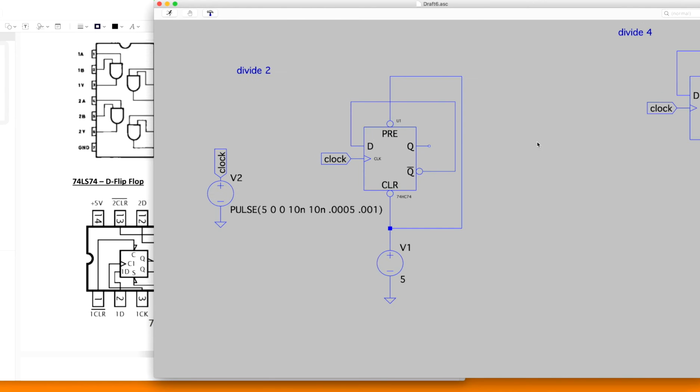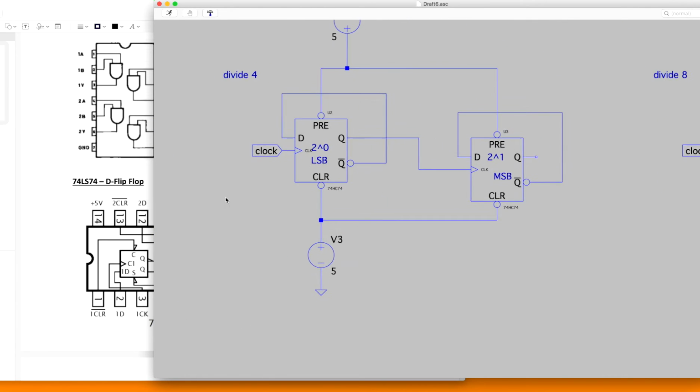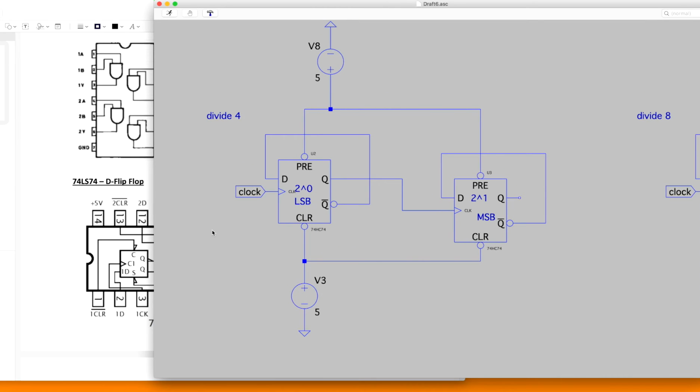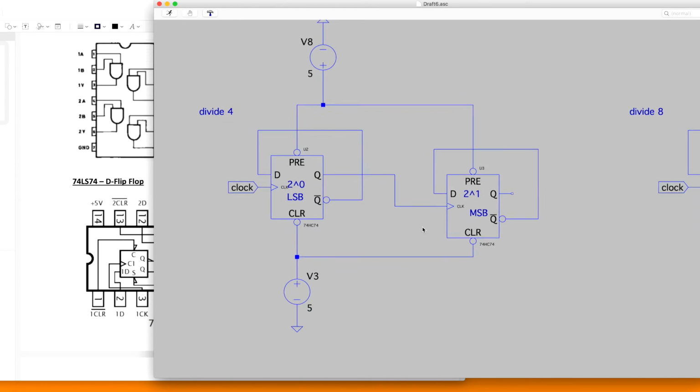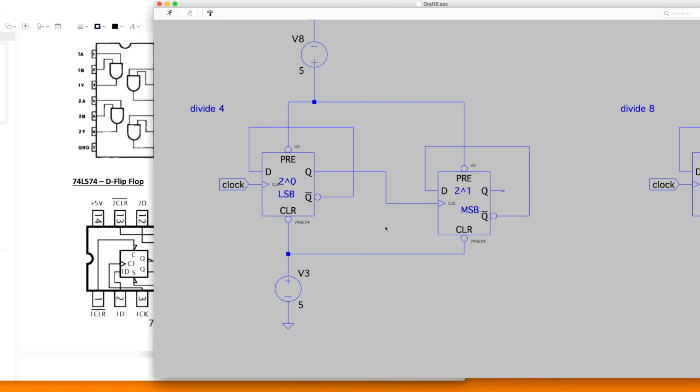When you're going up to 4, you're making a 2 to the 2 counter. Okay, so your N is equal to 2, so you need to cascade 2 of them together. You do that by taking your divide by 2 counter and you take the non-inverting node and plug it into the clock input signal of your next significant bit over.